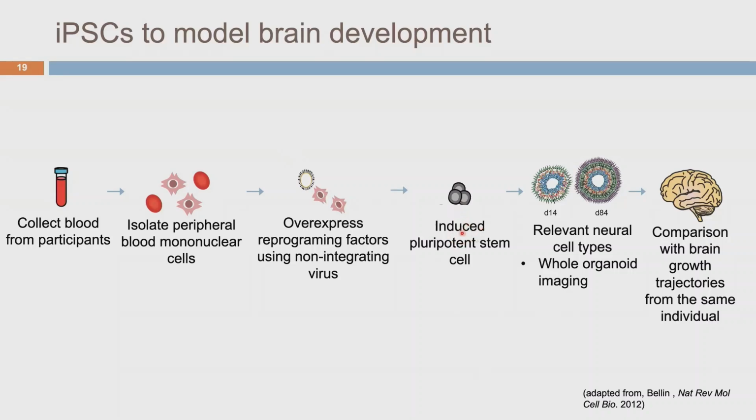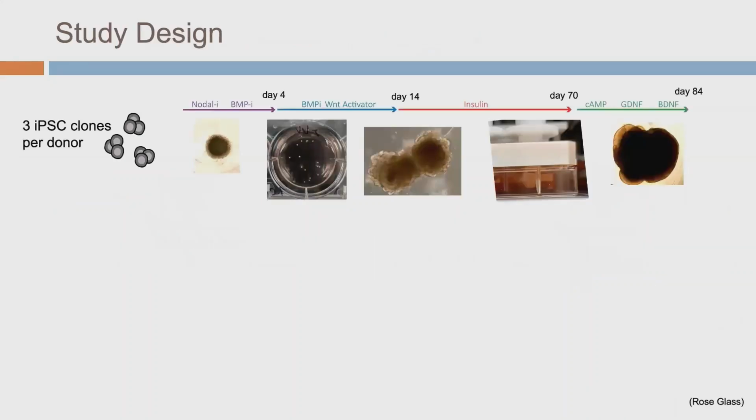And from there, from the induced pluripotent stem cell or iPSC, differentiating them into cortical organoids, getting whole organoid imaging and being able to relate that back to the MRIs from that same individual to see how well they model the individual's cortical growth. In this way, we're trying to assess the fidelity of organoid cultures. So we generate iPSCs from this population and differentiate them into cortical organoids, which are these little balls of cells.